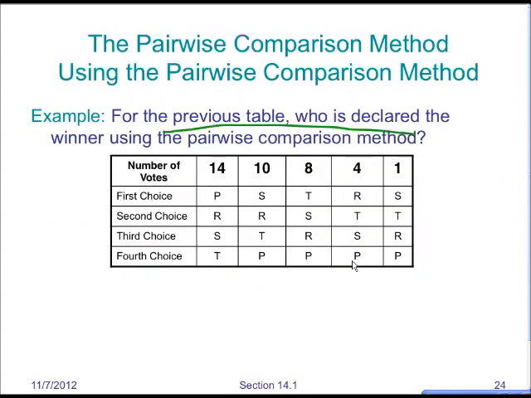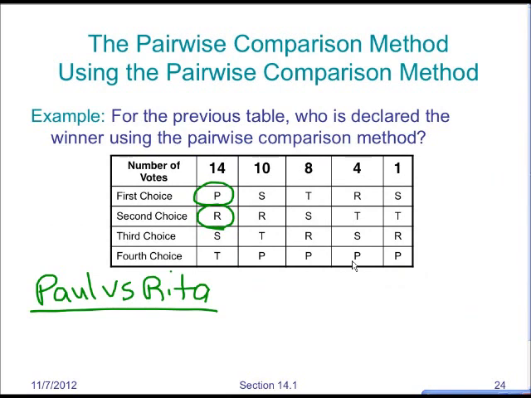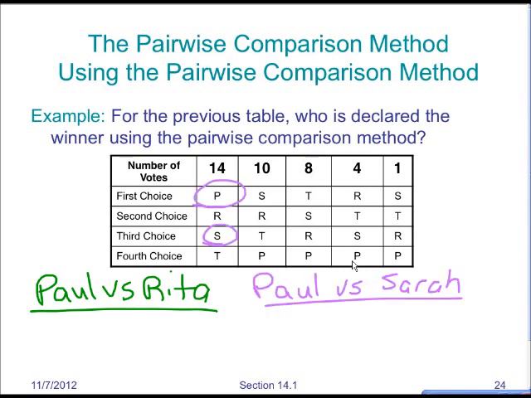this way, that's not Borda count, whoever has the most points this way is the winner. So same table. What I need to do is compare Paul with Rita. I need to compare Paul to Sarah, Paul with Tim, Rita with Sarah, and Sarah with Tim. So everybody has to get compared with everybody else.